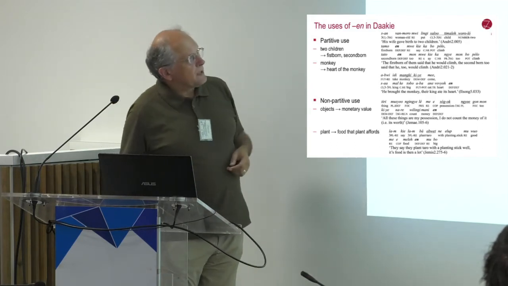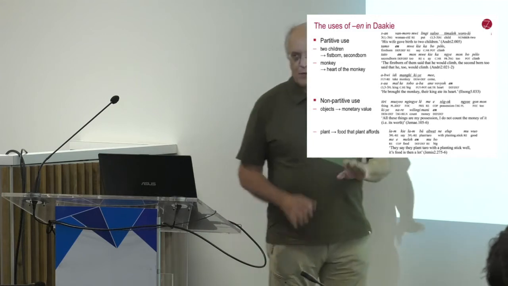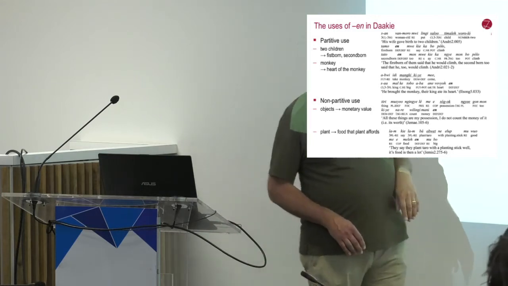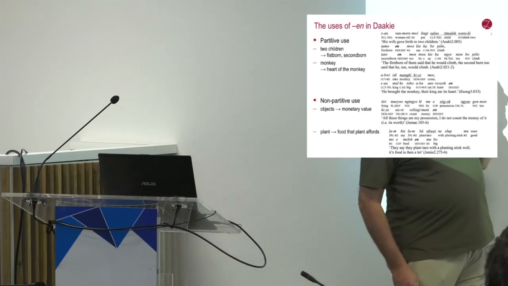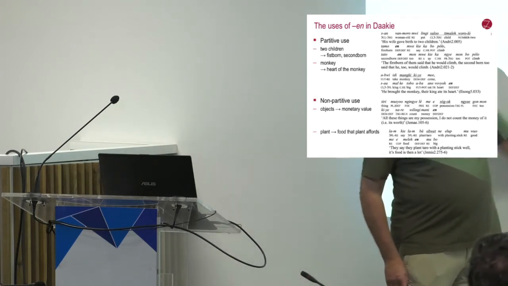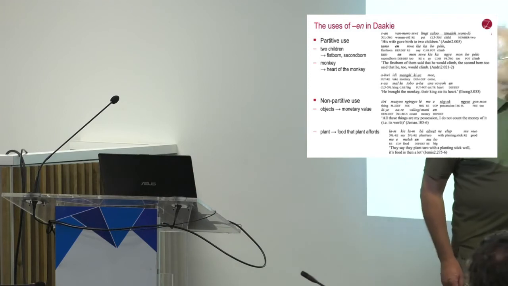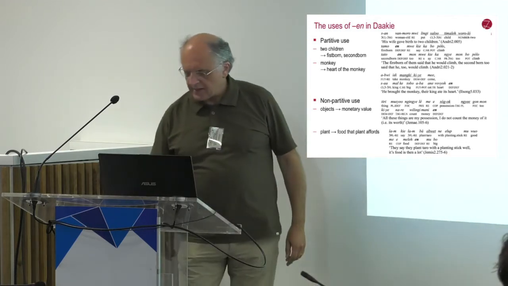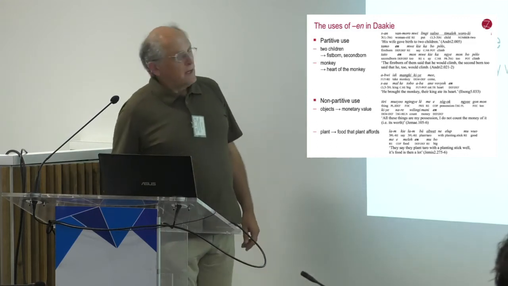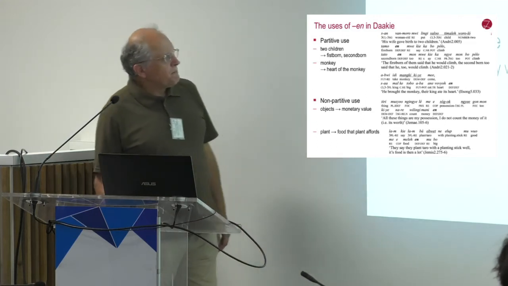Here in this story, this is a story about a monkey. There are no monkeys on Ambrym, but there are stories about monkeys. I don't know why. And so there is a monkey that is introduced here, and we refer to the heart of the monkey with this marker N, a kind of partitive use as well.